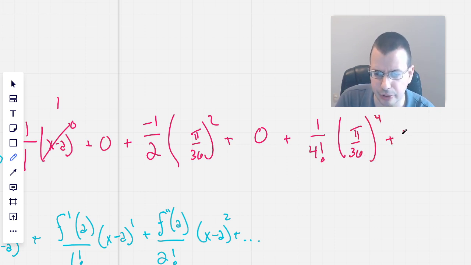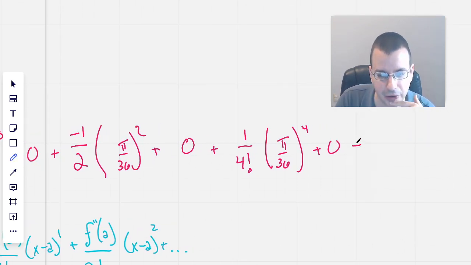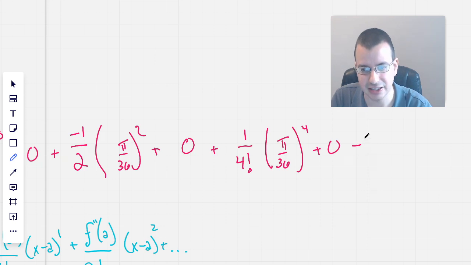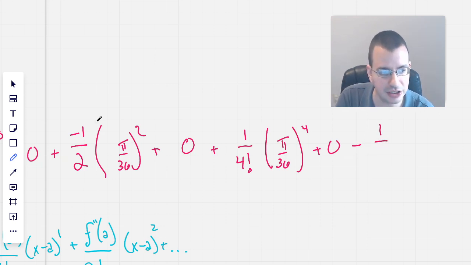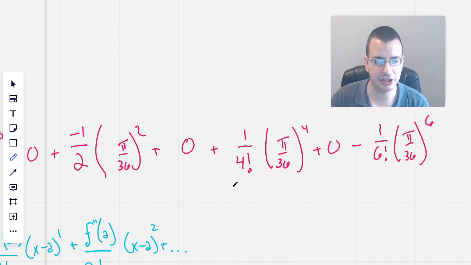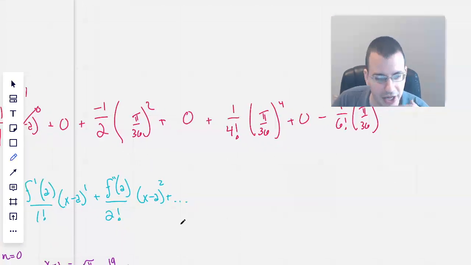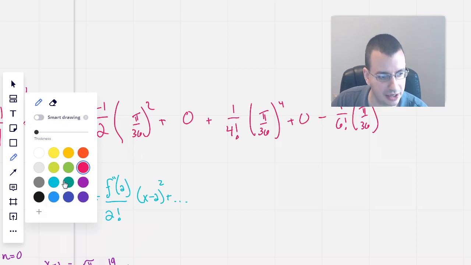And I'll do just a couple more. Then we're going to have a 0, because that's kind of where the pattern's going here. And then we're going to do minus 1 over, because you see how it alternates, and this will be over pi over 36 to the 6th. So you can see how there's only the even powers left. Okay, so now I'm going to simplify this one more time before I go to the calculator.